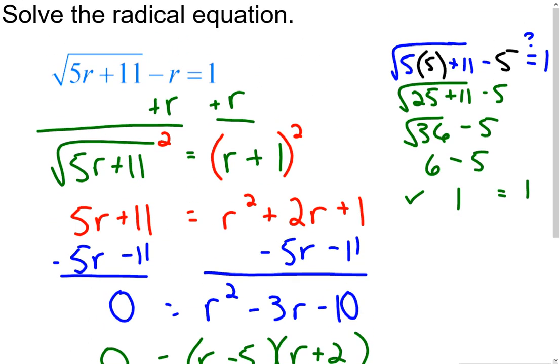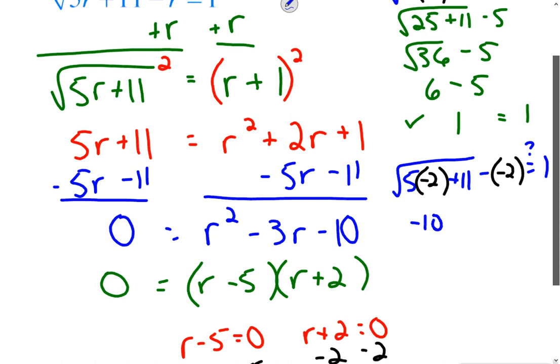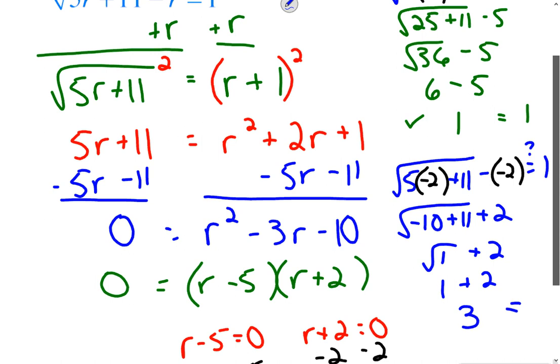So now I check the negative 2. Again, go back to that original equation. So square root of 5 times my r value, which is negative 2, plus the 11, minus negative 2. And again, it's supposed to equal 1. So I just work on simplifying both sides. So now I have negative 10 plus 11 underneath my radical. So this is the square root of 1 here, still plus 2. 1 plus 2 equals 3. But it's supposed to equal 1.